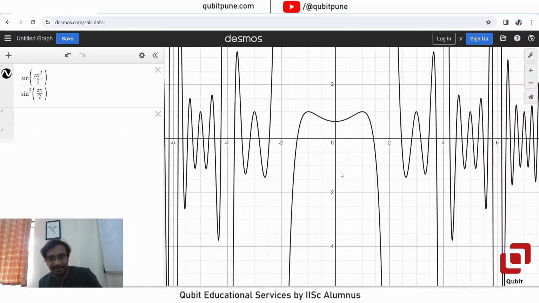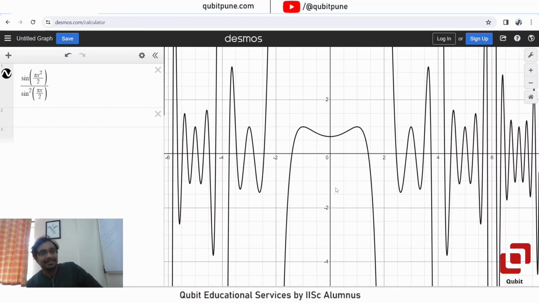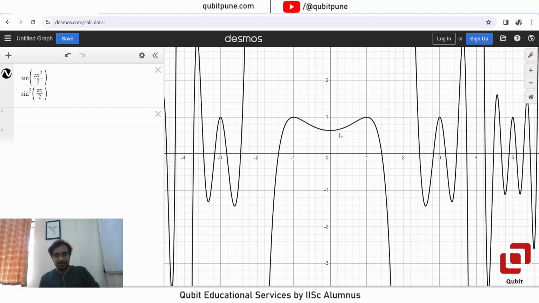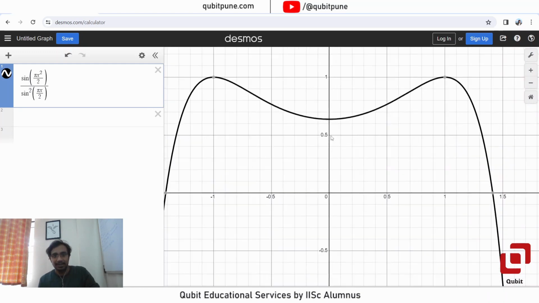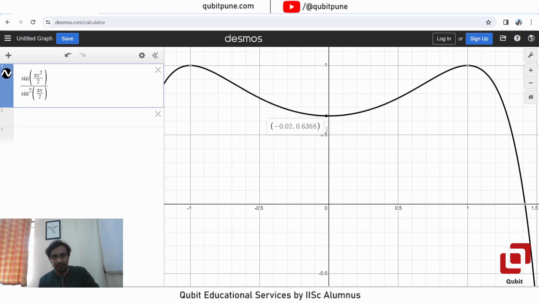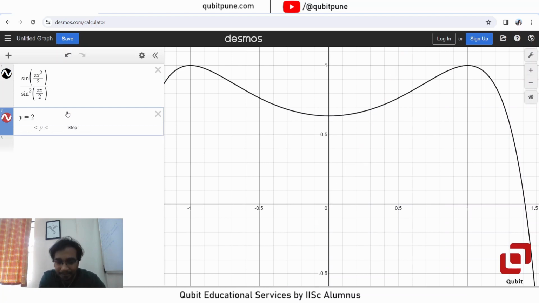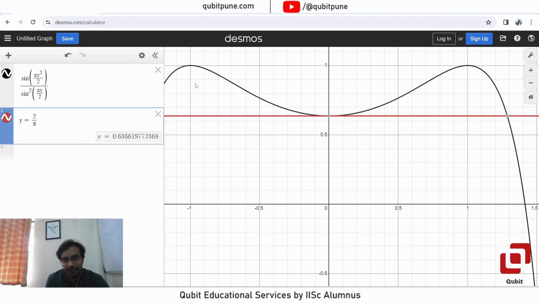It's a pretty decent looking curve. We are only interested near 0. At 0 it should show as undefined, and look, at 0 it is showing undefined. If I draw a horizontal line y equal to 2 by pi, that appears to be a tangent to that curve, but it is not, because the function is not defined there, but it matches. It's 2 by pi.